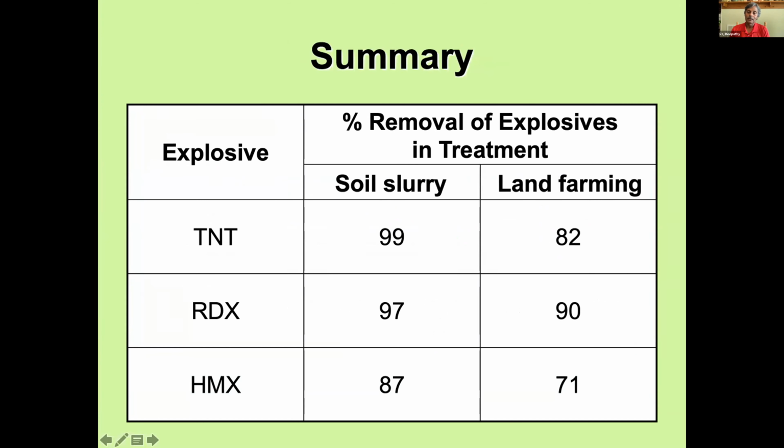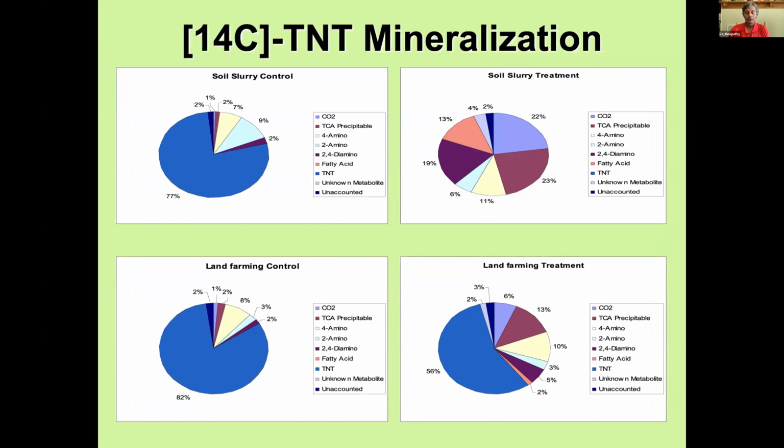Of course, soil slurry reactor was faster and better, but it is expensive. So there is a trade-off between which method to use. Land farming could be used, but it's going to be taking a long time. So we need to find out what happened to these compounds.